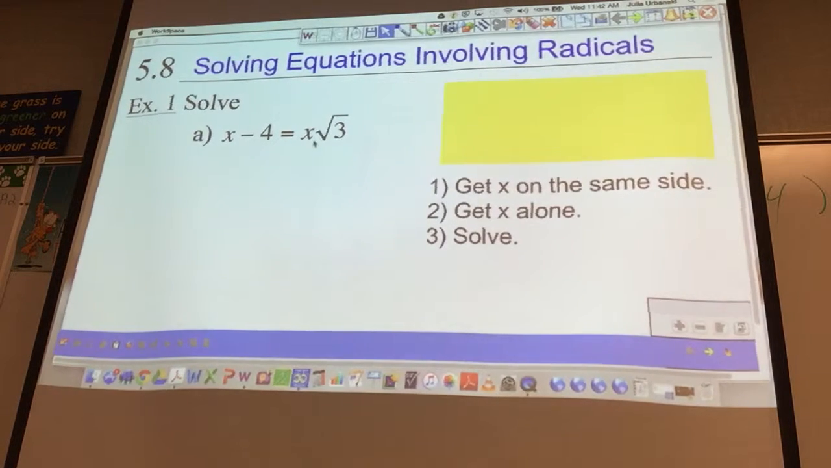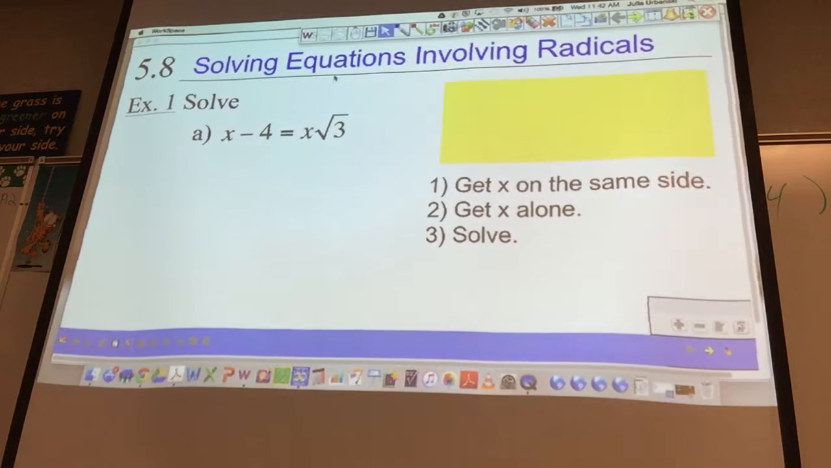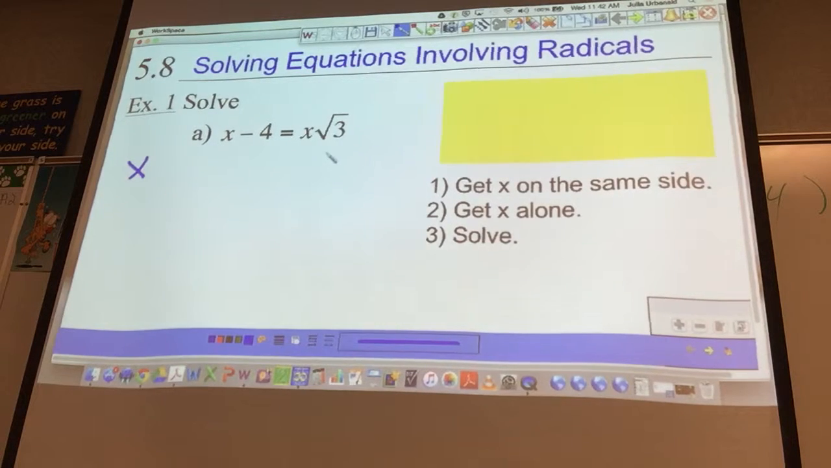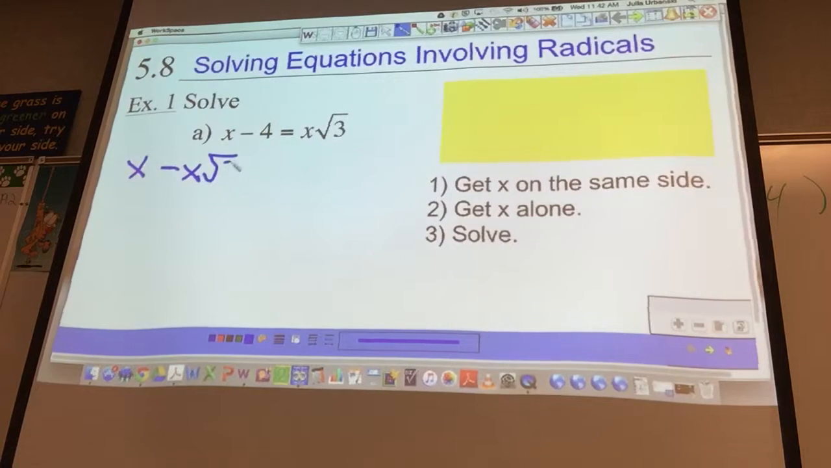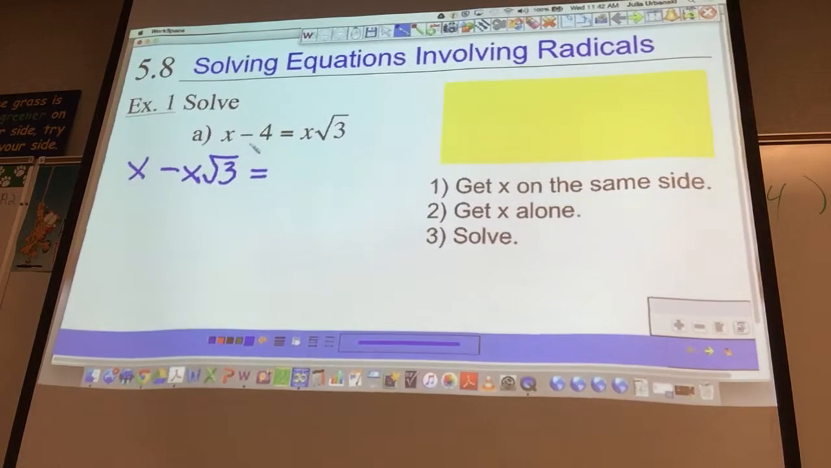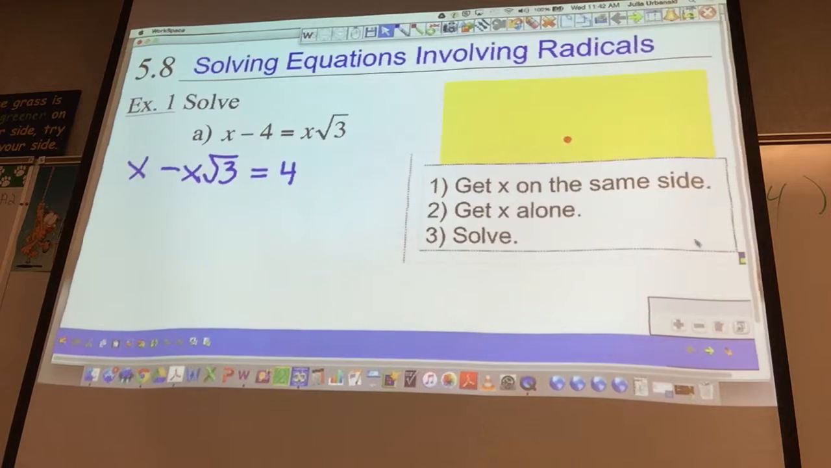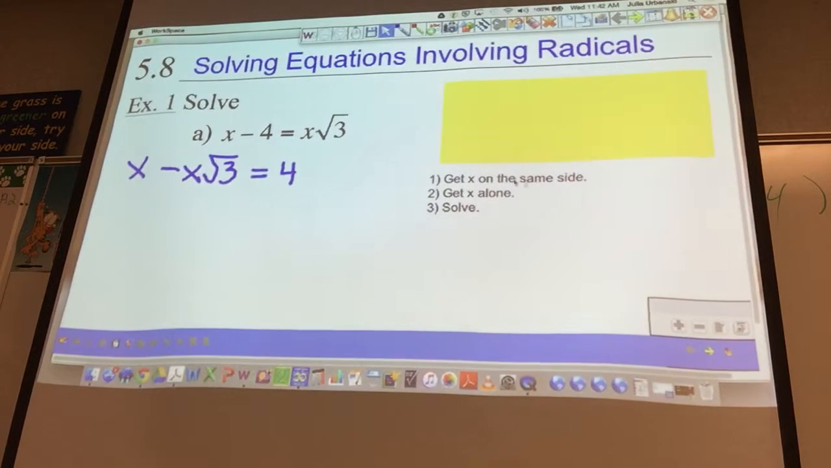What happens if I take this x radical 3, and I move it over here? What happens to it? It becomes a negative. So I have my x. I'm going to move this one over, and it becomes negative x radical 3. And then what happens to this negative 4 when I move it to the other side? Positive 4. If you don't see that, then you can actually write it out. Minus x radical 3, or else plus 4 on both sides.